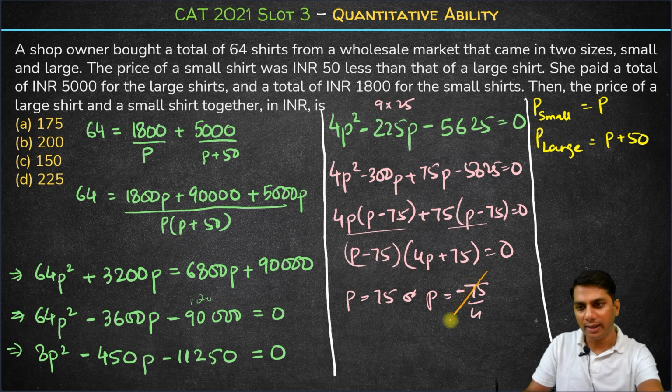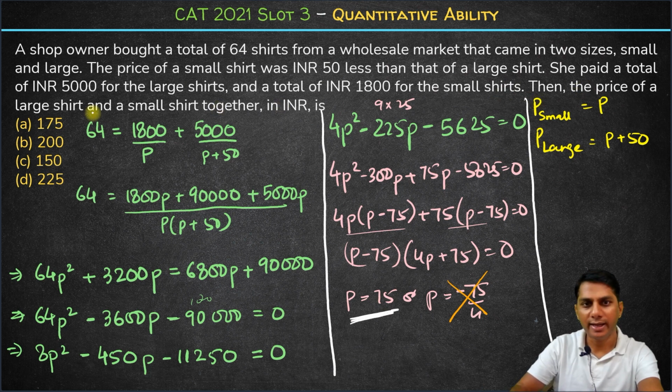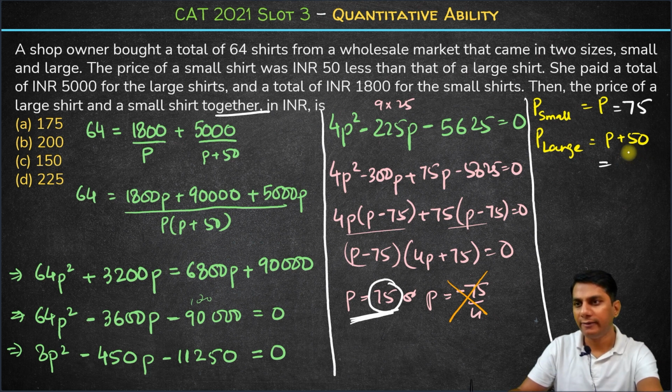Now obviously P cannot be negative since it is a price. So the only acceptable solution here is that P is equal to 75. Okay. So if P is equal to 75, the question that we need to answer is the price of the large shirt and the small shirt together is how much? So the price of the small shirt is 75 and the price of the large shirt will be 75 plus 50. 75 plus 50 is 125, right? So the total price of the small and the large shirt is 75 plus 125, which is option B, 200. Hence the answer to this question is 200.